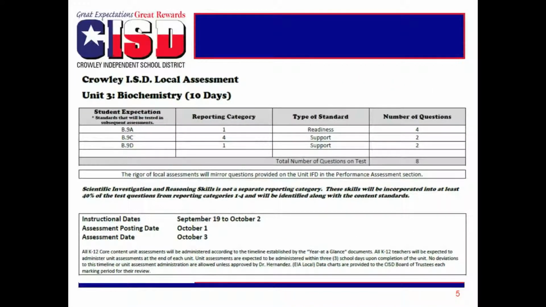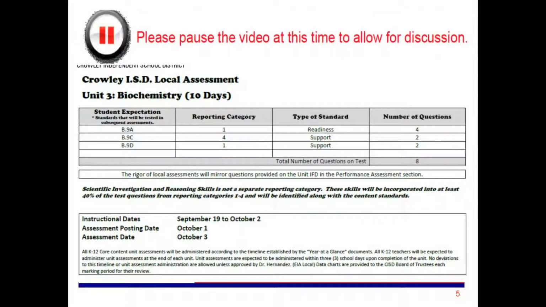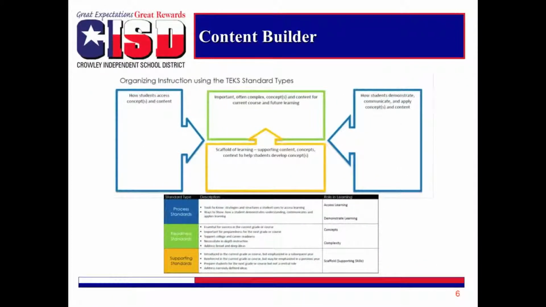Now let's look at the Unit 3 Local Assessment Blueprint, pausing the video to discuss. Discussion points should include instructional dates, assessment posting, assessment date, and the number of days for teaching the unit. At this time, we will be using the Organizing Instruction Using the TEKS Standard Types document. For the purpose of today's PLC preview, we will be using the Unit 2 IFD entitled Ecology.